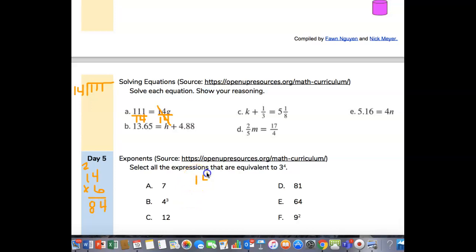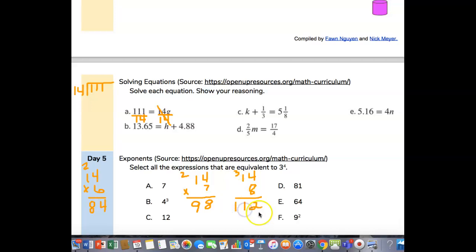14, let's try 7. 7 times 4 is 28. 7 times 1 is 7 plus 2 is 9, so 98. Okay, we're getting closer, but let me just see if it's 8. 8 times 4 is 32. 8 times 1 is 8, plus 3 is 11.